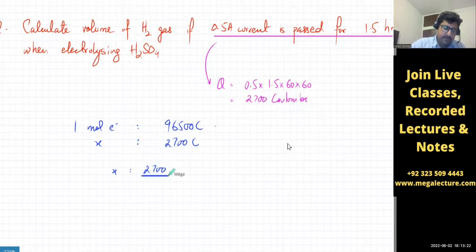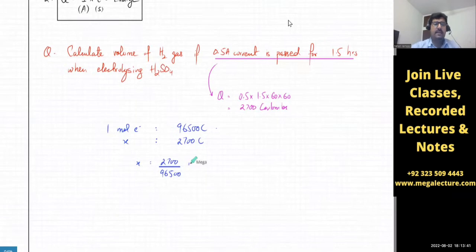So X is going to come out to be 2700 divided by 96,500. And how many moles is this? अच्छा, moles कितने हैं? It's clear that the Faraday constant will help you. The Faraday constant converts charge into moles of electrons. It figures out how many electrons are flowing. If this amount of charge is flowing through the circuit, and 1 mole of electrons has 96,500 coulombs, 2,700 coulombs will have how many electrons?